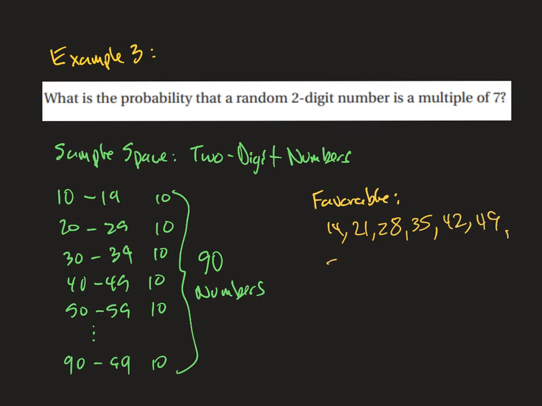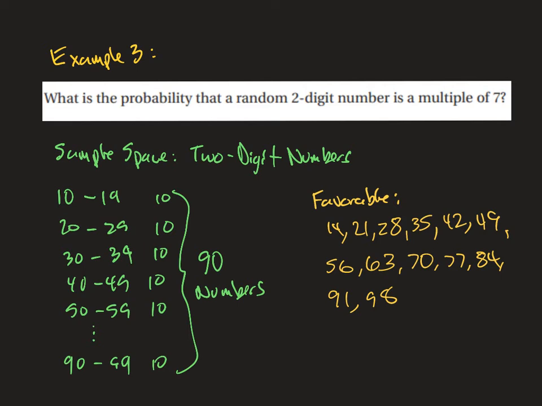8 times 7 is 56. 9 is 63. 10 is 70. 11 is 77. 12 is what? 84. I'm just going to keep adding 7 until I get a triple digit. Then what? 91. And then 98. That's the highest to go. Once I get past there, I go into triple digits.